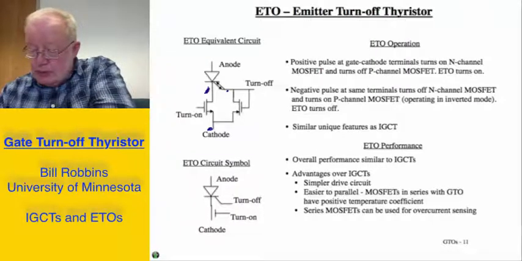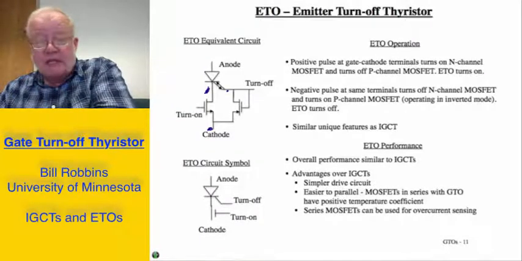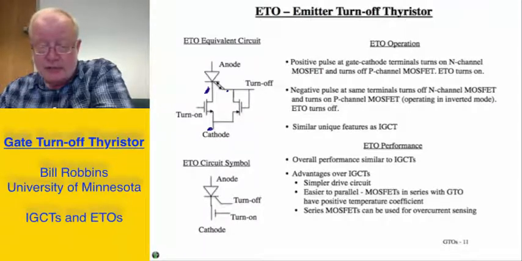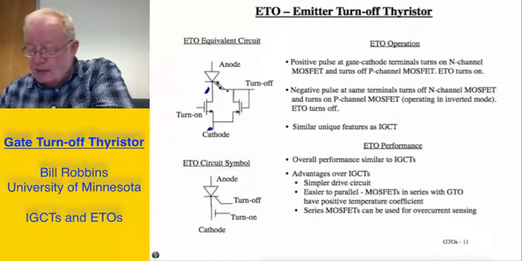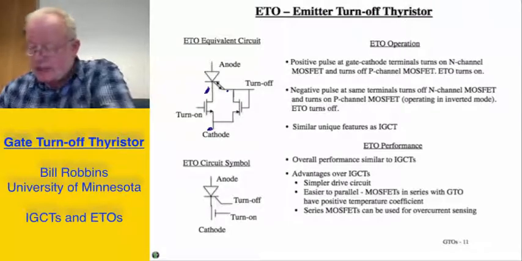The overall circuit symbol for the ETO is shown here, and there's usually two terminals brought out, one for the turn off and one for the turn on. Its overall performance is similar to the IGCT. However, the gate drive circuit for the ETO is somewhat simpler. It's easy to parallel several of these N-channel MOSFETs, and it has a positive temperature coefficient so that it makes it easier for the parallel N-channel MOSFETs to share the current equally. In addition, that series N-channel MOSFET can be used for overcurrent sensing. An example of an ETO is shown on the next slide.